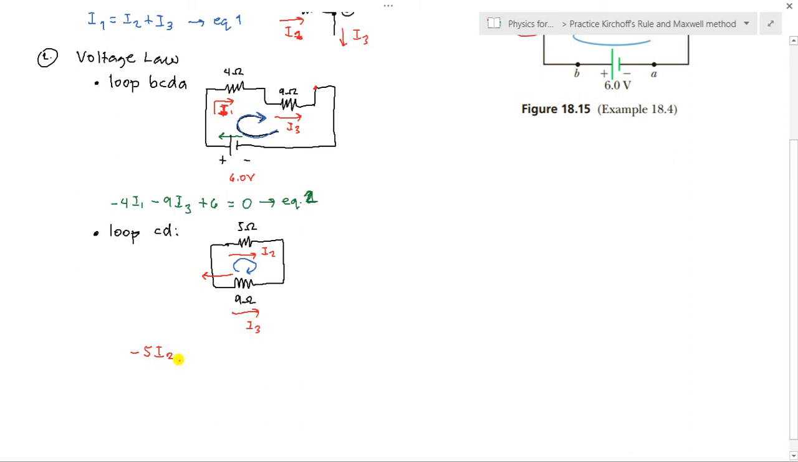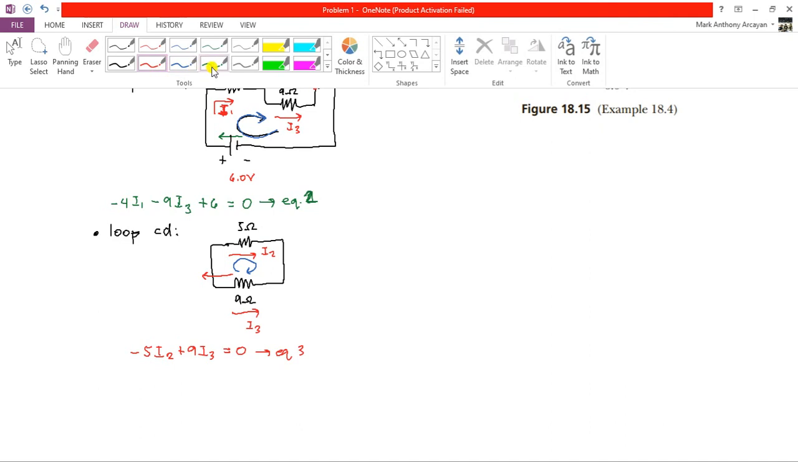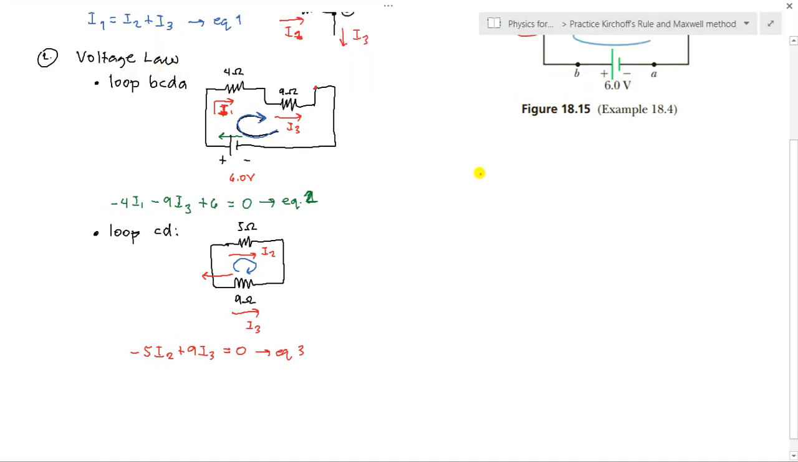So therefore we have plus 9 I3 is equal to 0. So this would be our equation 3. Now, let's solve the three equations. Let's start with equation 1. We will rearrange them so that I1 comes first, followed by I2, then I3, and then equal to the constant.